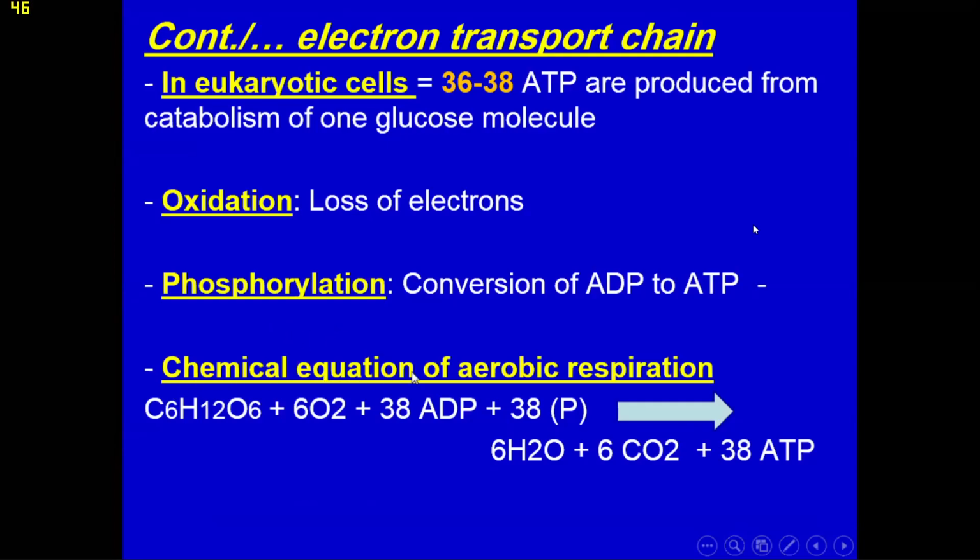Now, the chemical equation of aerobic respiration: you can see glucose with oxygen, ADP, and phosphate produces water, CO2 and 38 ATP. ADP is converted to ATP.